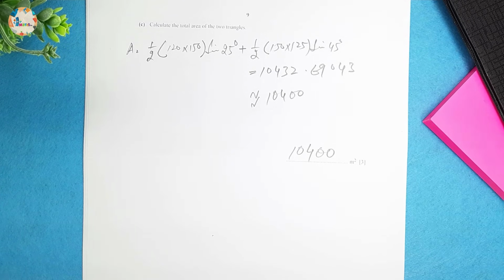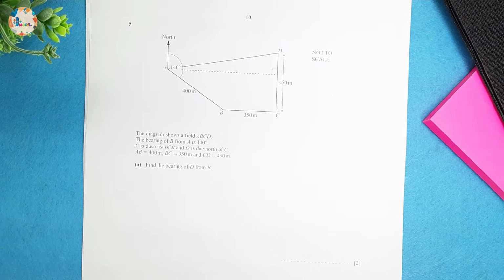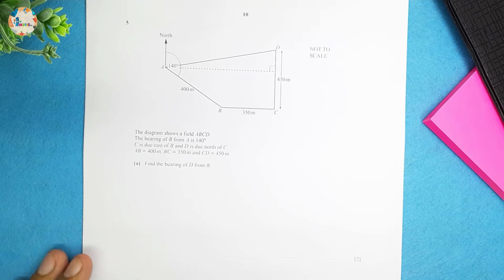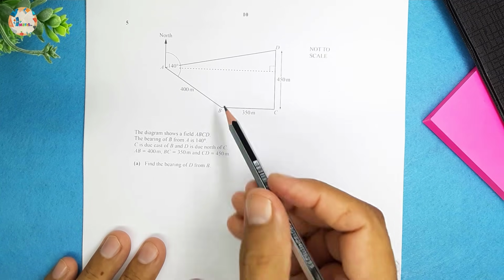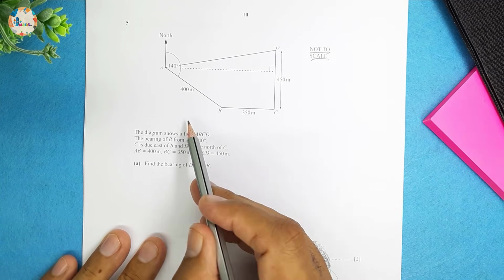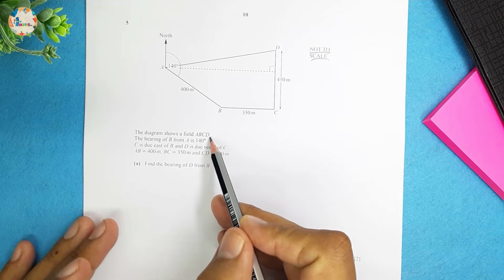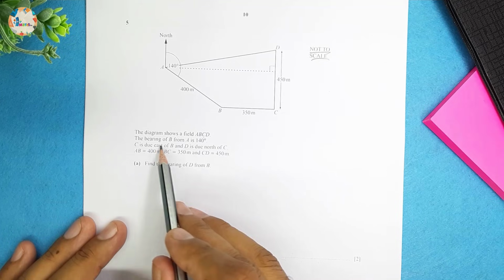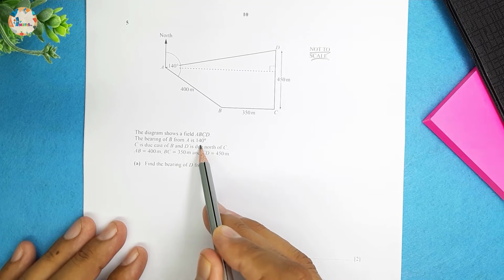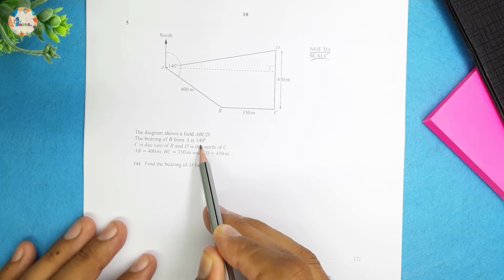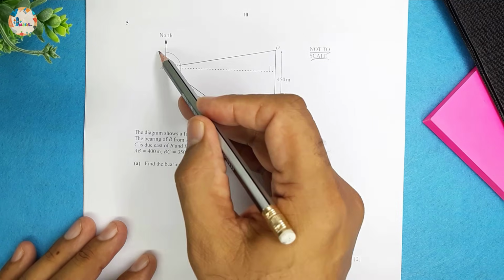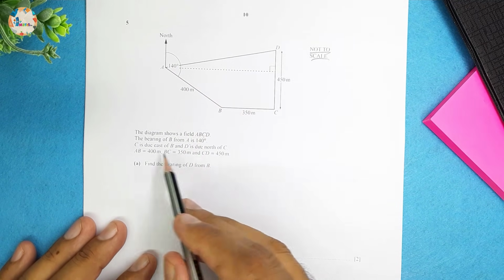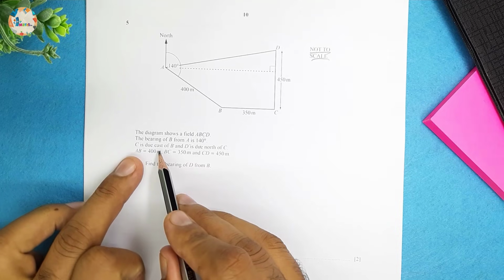Now we can move to the next question, which is question number 5. This is basically a bearing question. The diagram is provided, not to scale. The diagram shows a field ABCD. The bearing of B from A is 140 degrees.